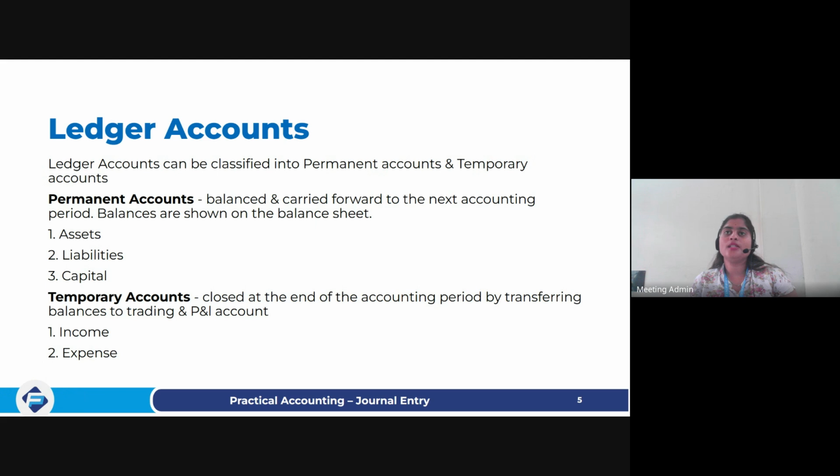And capital is which is already ready to invest. So the capital amount you have already invested, and in that, if your leftover amount is there, that amount also you're going to carry for the next year.